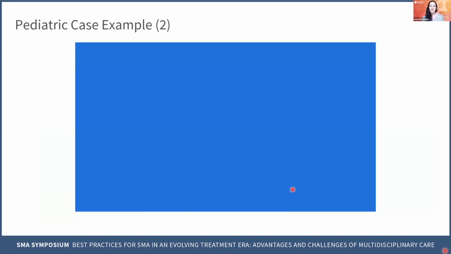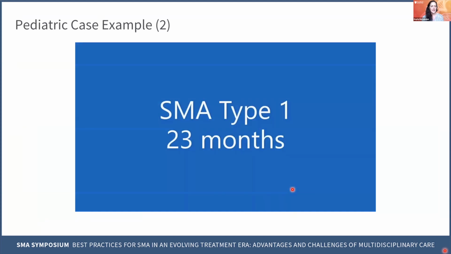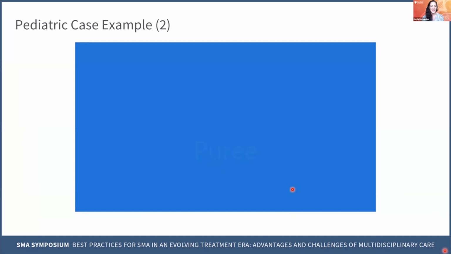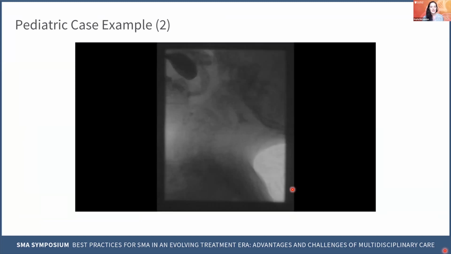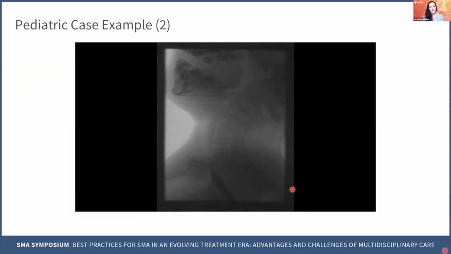So this is his swallow study done at 23 months. So this is actually the same age as our first example. I realized as I pulled these videos, they were the same age at the time. But we were able to see quite a bit more swallowing for him. So starting with puree boluses, he was able to take, and most of his oral intake at this point was pureed. So this is pretty representative of what he was doing.